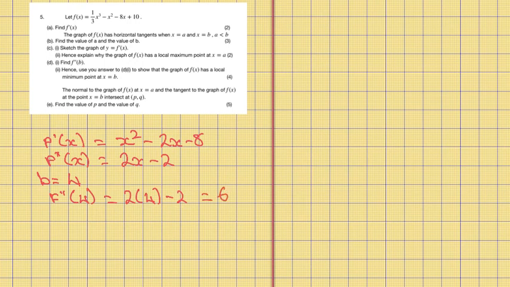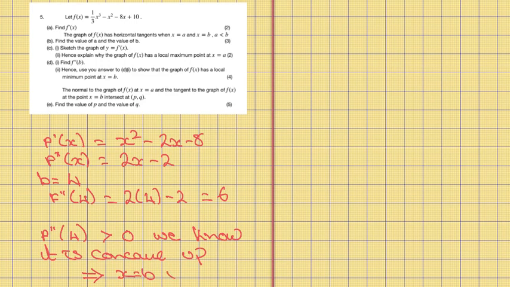D, part 2. Hence, use the answer to D, part 1 to show that the graph of f of x has a local minimum at x equals b. Because f double dash 4 is greater than 0, we know it is concave up, therefore x equals b is a minimum.